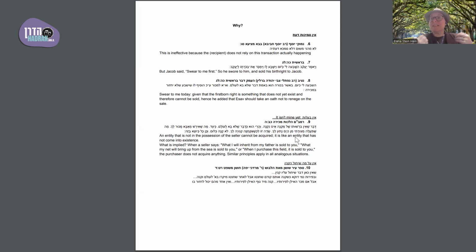Meaning we are missing smichut da'at. We are missing one of the key aspects of a transaction in Jewish law: that both parties actually have to have da'at that this is happening.